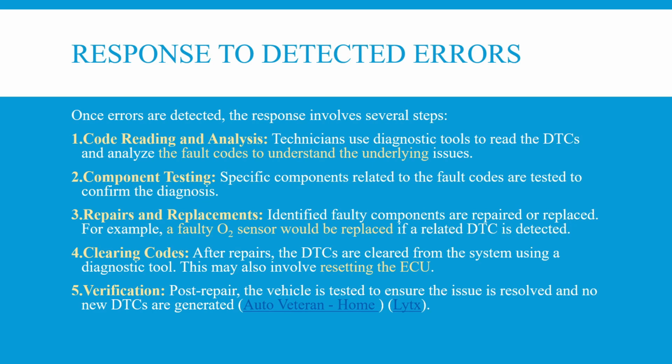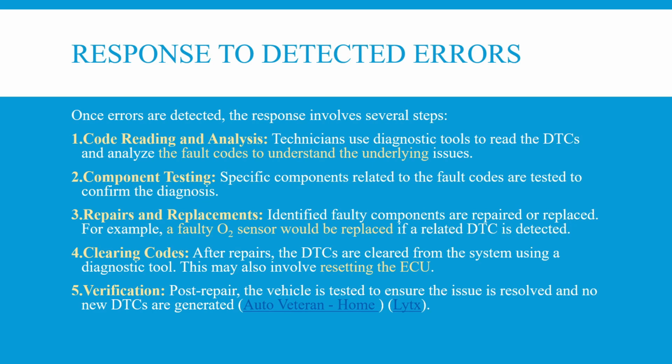Once we identify the fault by reading out or interpreting the DTC code, we have to further confirm it by testing the particular component where the fault is indicated in the fault code. So we have to test the particular component to confirm the component is actually not functioning. Before repair and replacement, this is the step we have to carry out.